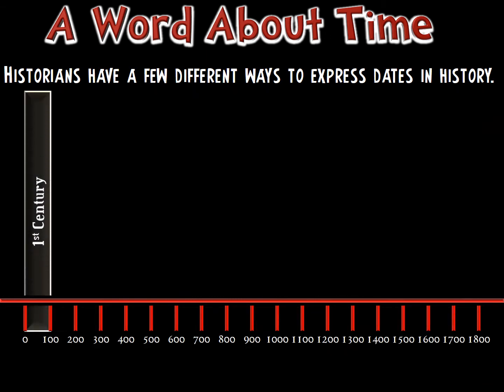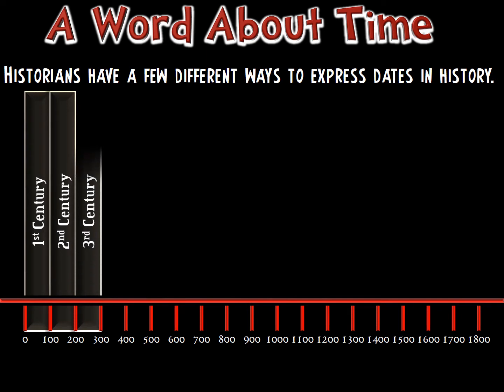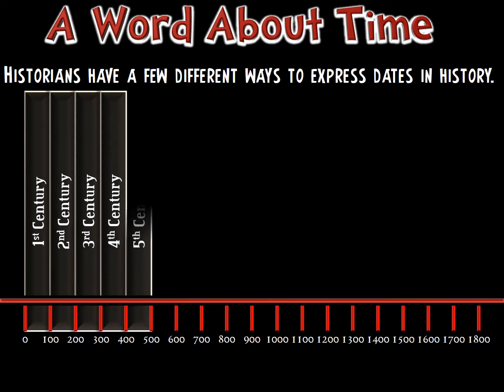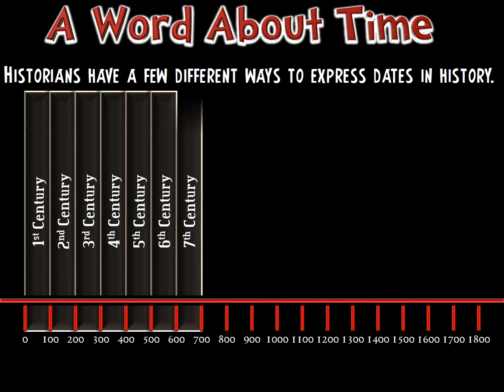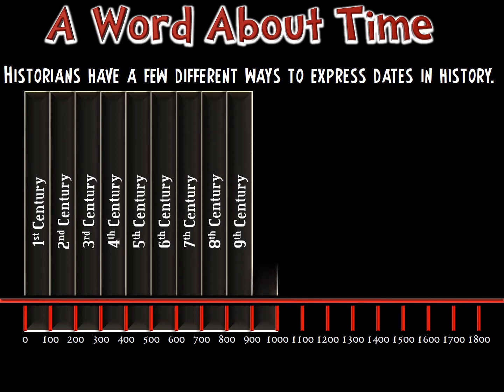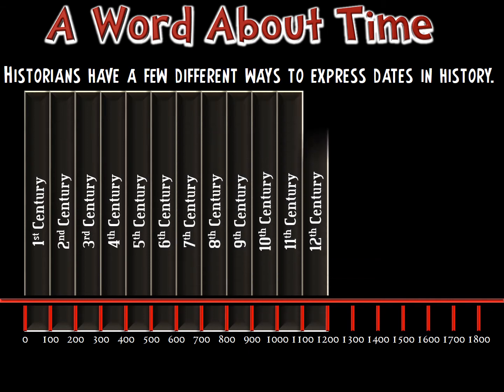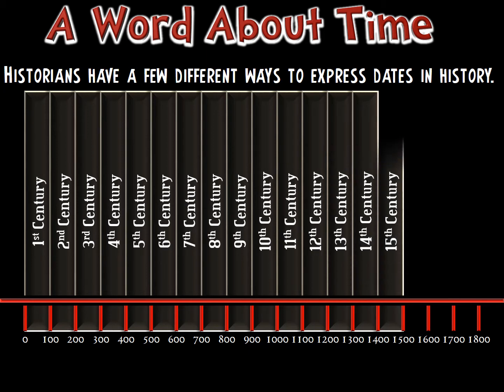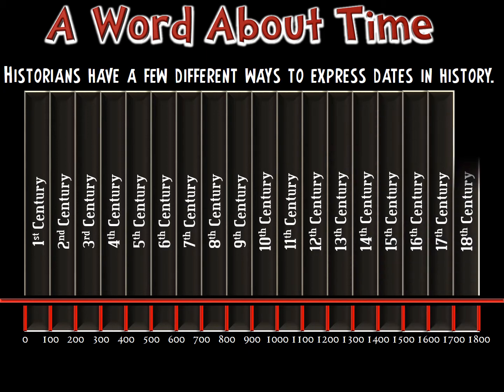Historians have a few different ways to express dates in history as well. When talking about centuries, if you look here, you will see that the centuries are marked according to the years that they're happening. For example, the first century, CE or AD, are the years between 1 and 100. The second century are the years between 100 and 200.